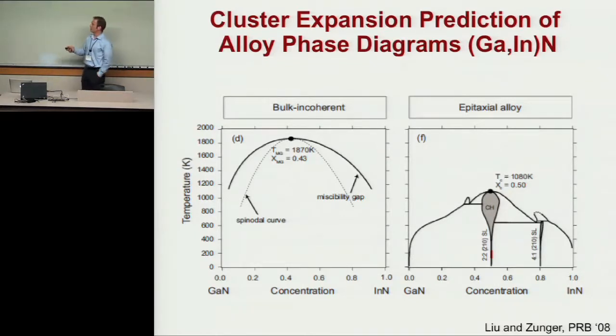This is a cluster expansion-based phase diagram from Alex Zunger's group for gallium indium nitride. This is basically the phase diagram of gallium and indium disorder with a fixed nitrogen sublattice. This is what the system does, like many semiconductor systems. It separates at really very high temperature. If you form an epitaxial coherent alloy of the same material, in fact, you get an ordered phase diagram.